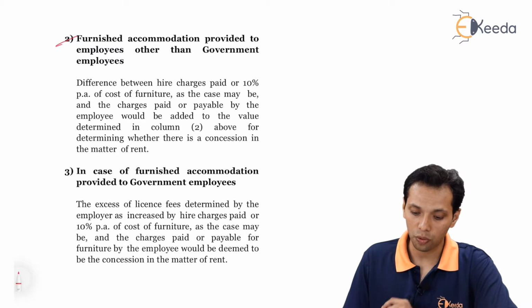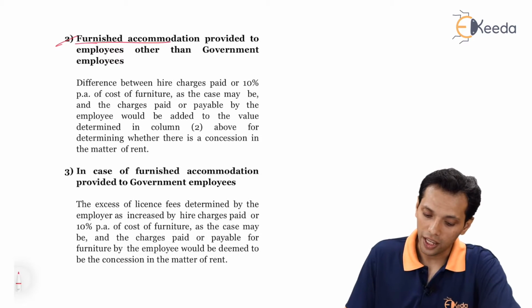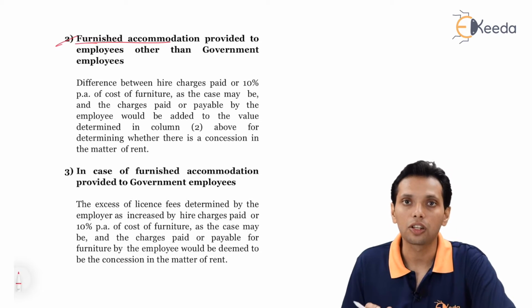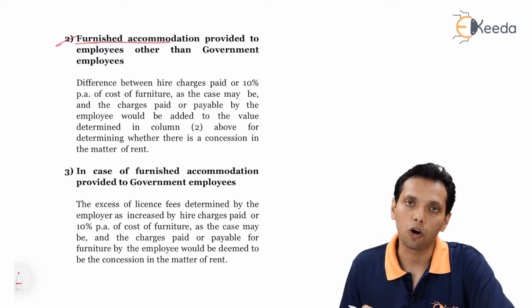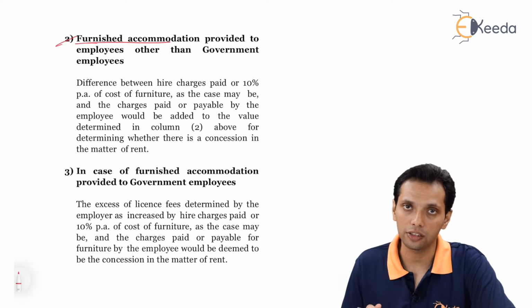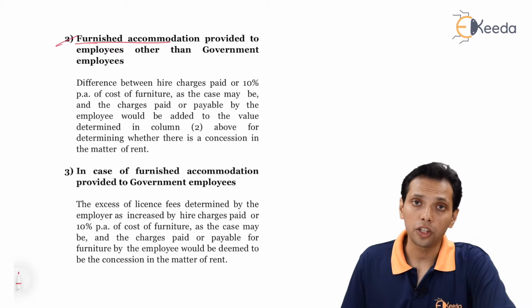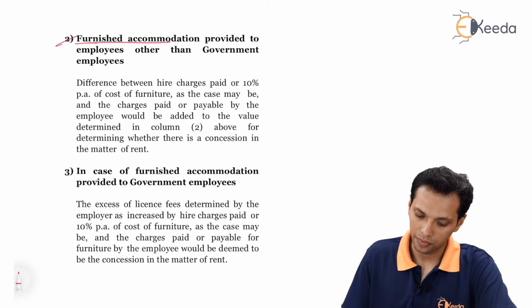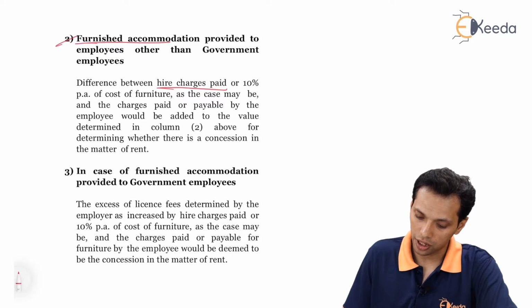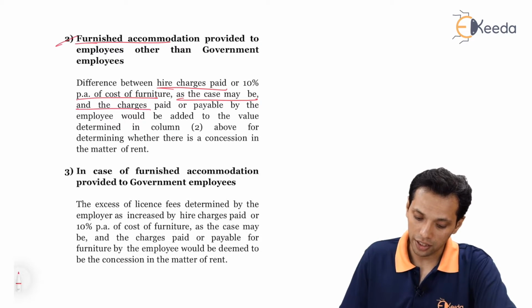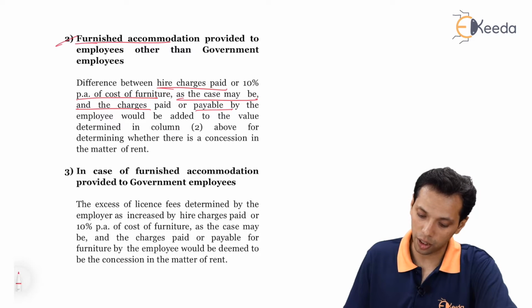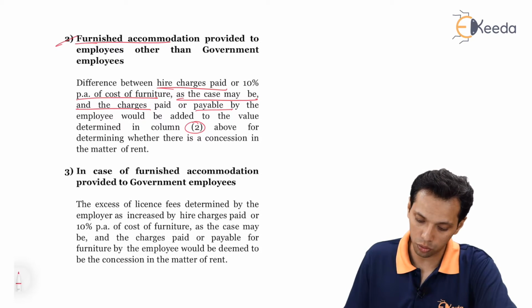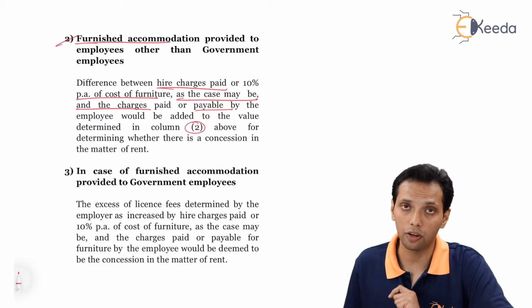Second is furnished accommodation provided to employees other than government employees. In those cases, whatever is the furnished value, that is 10% of the cost of the assets or actual hire charges, that perquisite value is added to the accommodation, and then the amount recovered from the employee is deducted. On the screen, the difference between hire charges paid or 10% per annum of cost of furniture, as the case may be, and the charges paid or payable by the employee would be added to the value determined in column 2 above for determining whether there is a concession in the matter of rent.